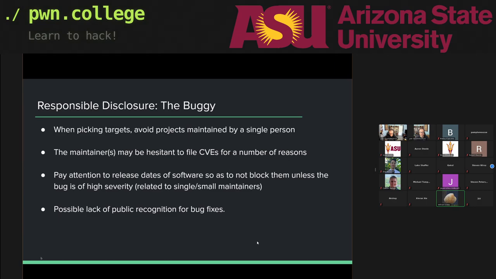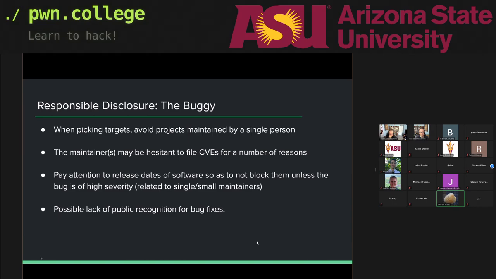And this also led to a possible lack of public recognition for bug fixes, as is what happened in our case. Not only did we not receive CVEs for the bugs, which, as I mentioned before, is fine, not all bugs are security critical, but the maintainer had also decided to go ahead and fix the bugs with the information that we had given them and not give us any public recognition. It doesn't always happen, but I think it's important that if people decide to pursue projects like this in the future, they keep this in mind, because this can happen to you.